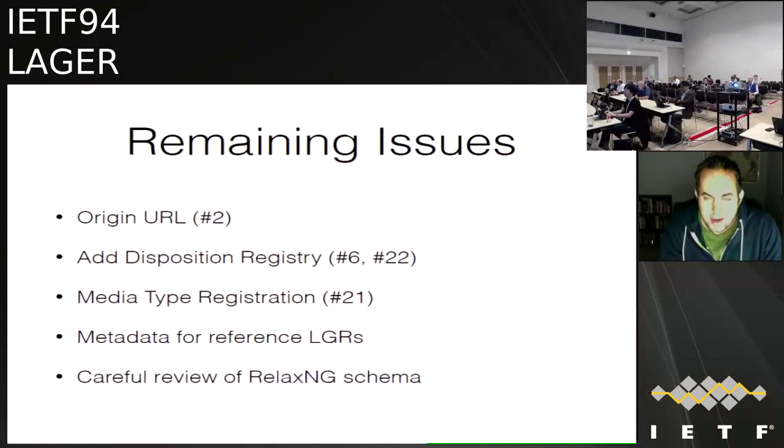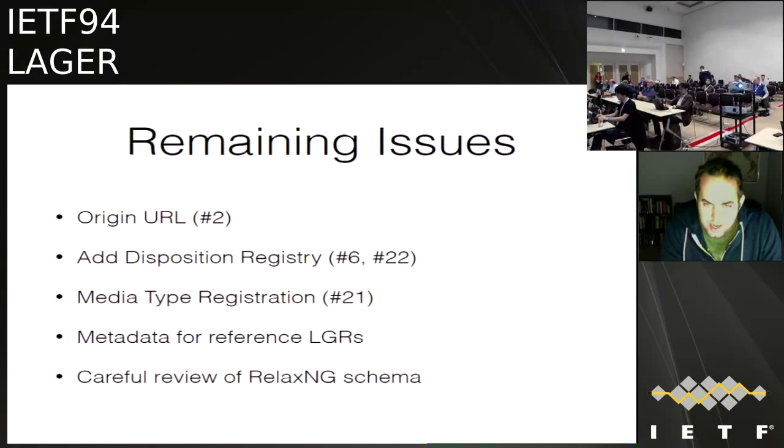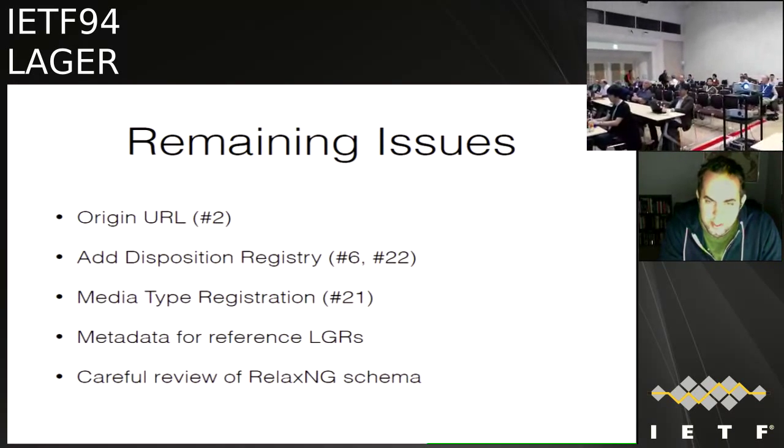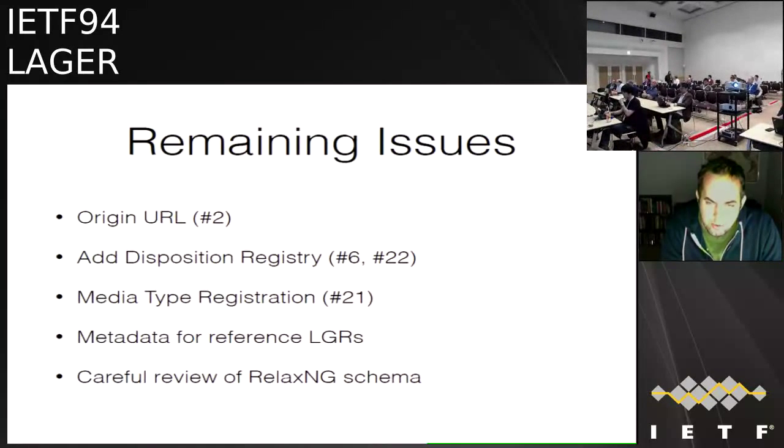So there are five key areas of remaining issues, at least that I'm aware of, that have been discussed on the list, and I'll go through each one in more detail. In short: defining origin URLs in the document, adding a disposition registry to the document, registration for the media type for LGRs, how to handle metadata for reference LGRs, and lastly, reviewing the RelaxNG schema. So next slide.